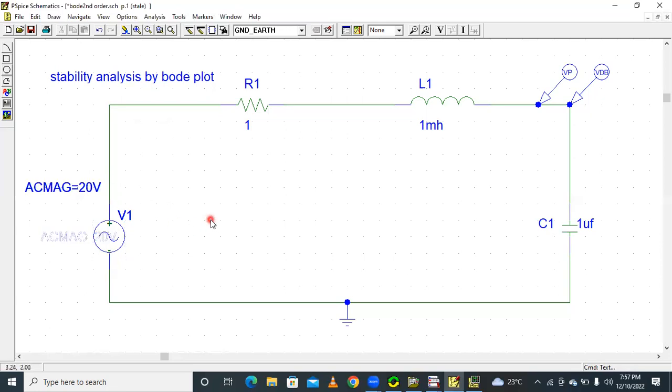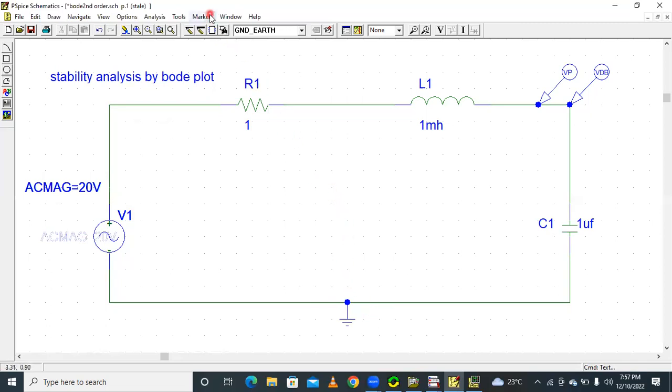And the AC magnitude is equal to 20 volts. Whatever the voltage may be, we will get the transfer function V naught of S by Vi of S. Take one voltage source VAC and place it here, take one resistor from the PSpice library and place it here, and similarly the inductor and the capacitor. Connect all the elements in series. RLC are connected in series fashion, and also one ground is connected in this way.